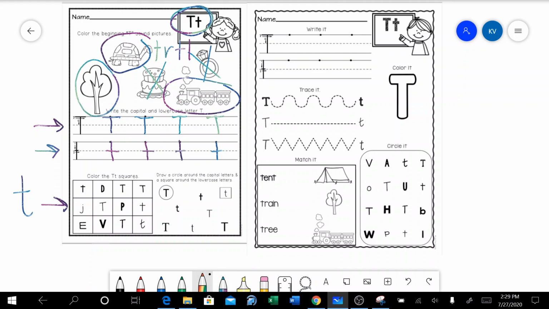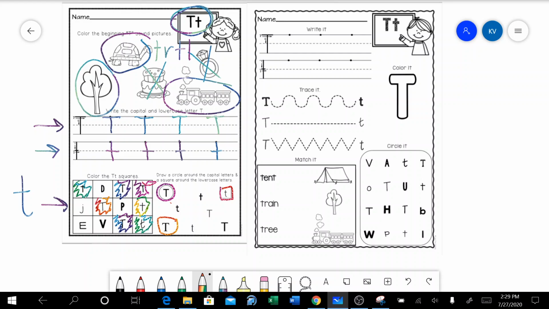So let's check and see if you found them all. So let's see, I found 1, 2, 3, 4, 5, 6, 7 T's down here. So make sure you found all of those T's. And then next, remember, they draw a circle around the big T. And then they're drawing squares around the little t. So let's start with the big T's. So let's draw some circles.